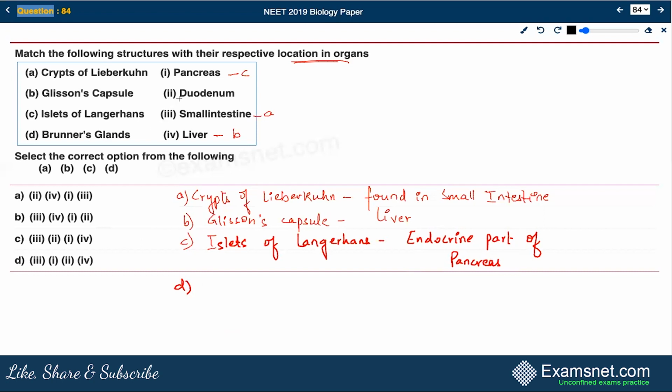And the D option, Brunner's gland. So Brunner's glands are basically found in the submucosa layer of the duodenum, which is the small intestine part. So again, which helps in secretions only. So Brunner's gland.